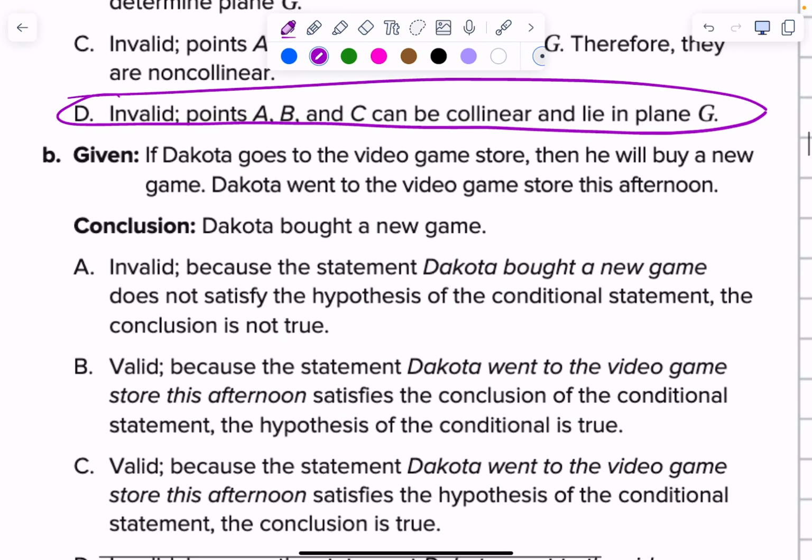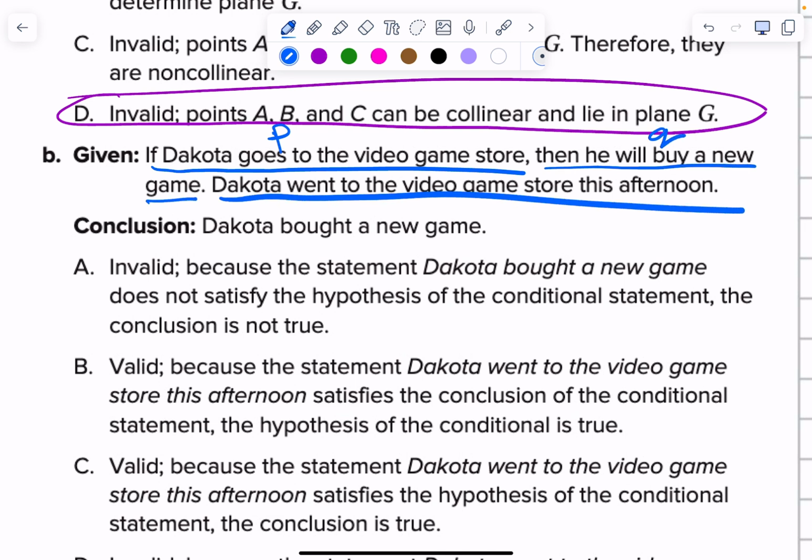Okay, next one. B. If Dakota goes to the video game store, that's P, then he will buy a new game. That's Q. Dakota went to the video game store this afternoon. That is P. Dakota bought a new game. That is Q. Valid or invalid?